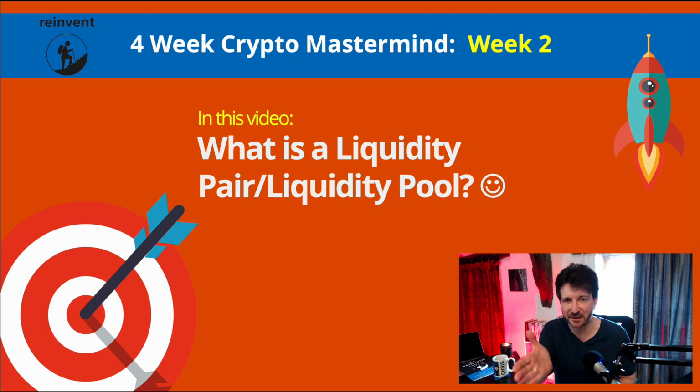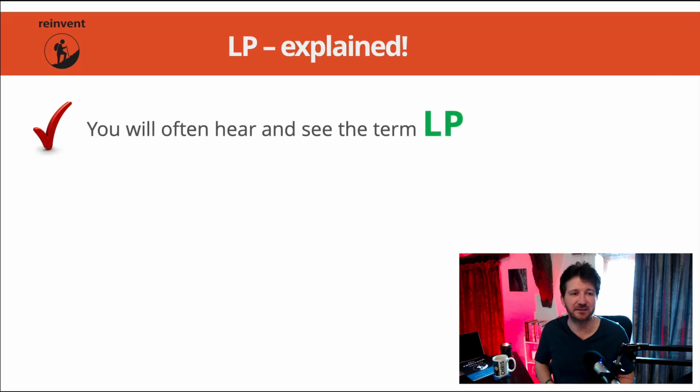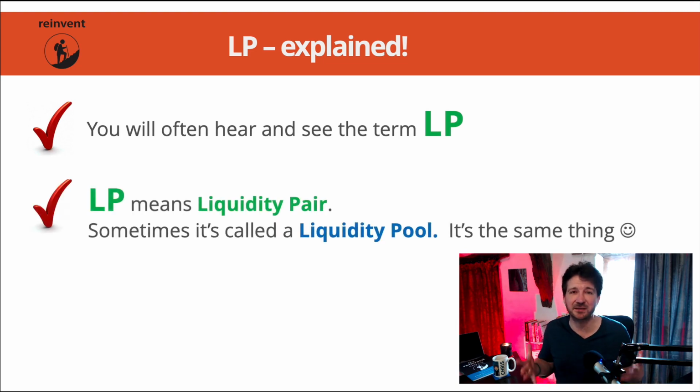Now, what is this? Why is it important that you understand this? Let's go through all that in this video. It's also sometimes just known as LP. You'll see this a lot, and when we start to stake, you will see LP written in lots of places. So you'll often see and hear the term LP, so you may want to make a note of that. And LP simply means liquidity pair. Sometimes people call it liquidity pool. It's exactly the same thing.